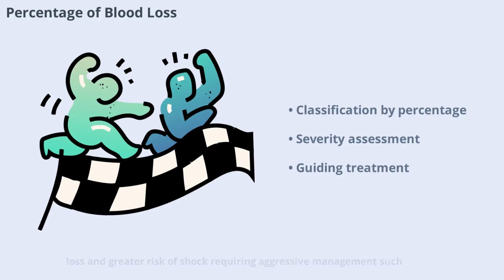Higher classes indicate more severe blood loss and greater risk of shock, requiring aggressive management such as transfusion and advanced resuscitation. In oral surgery, monitoring blood loss and recognizing these classes is crucial for patient safety and effective intervention.